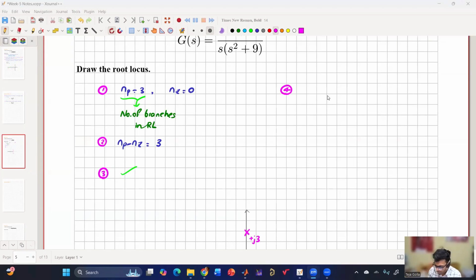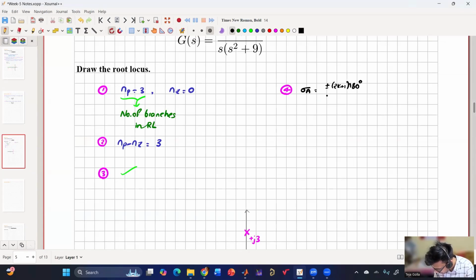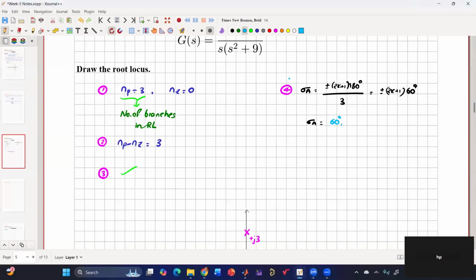Okay. So now the angle of the asymptotes can be obtained as phi A equals plus or minus (2k plus 1) into 180 degrees divided by number of poles minus number of zeros, which is 3. So we get plus or minus (2k plus 1) into 60 degrees. If I go from 0 to 360, I'll have 60 degrees, then into 3, 180 degrees, then into 5, 300 degrees. So these are the angles of the asymptotes.